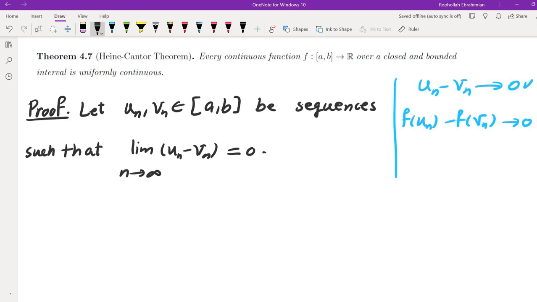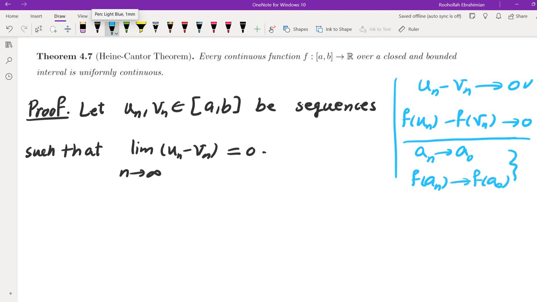So, of course, in the process we will have to use the fact that f is continuous, and also the fact that the domain is a closed and bounded interval. Continuity of f means if you have a sequence approaching some number, let's say a0, then f of an approaches f of a0. In order to be able to use that, we need a sequence that is convergent. So we'll have to extract convergent sequences.